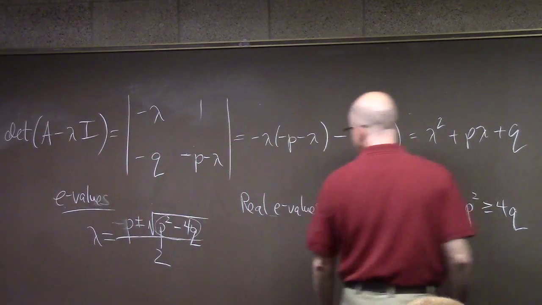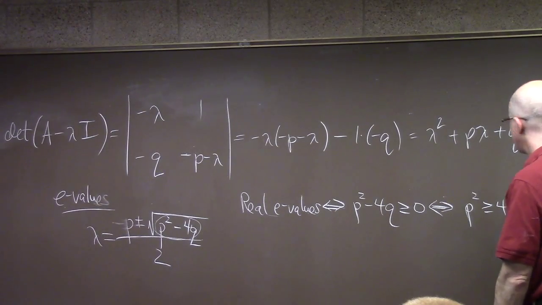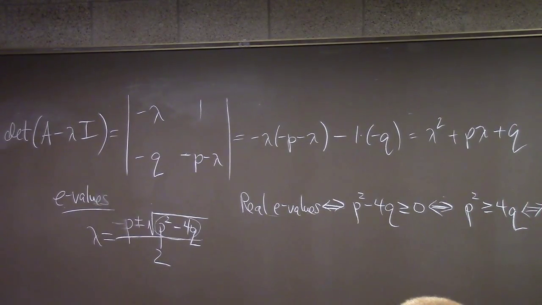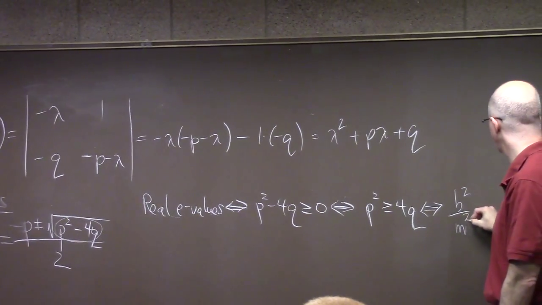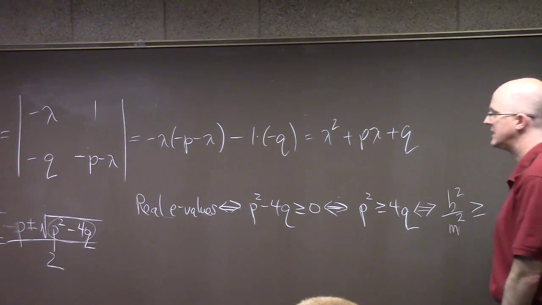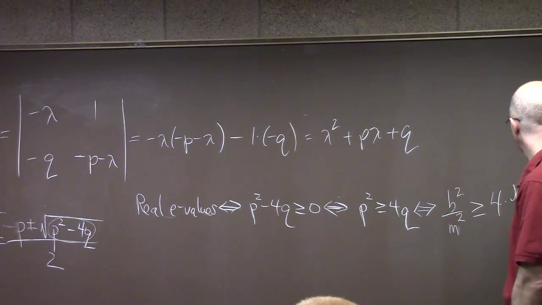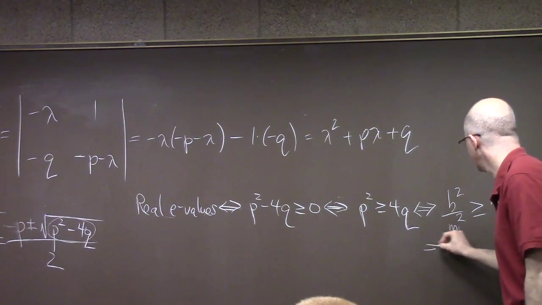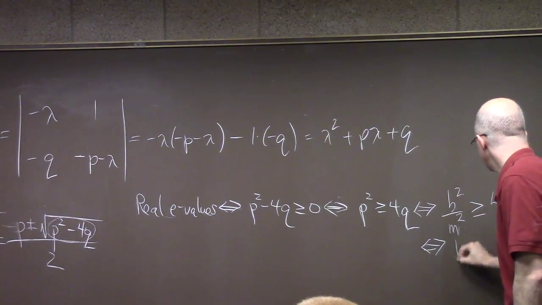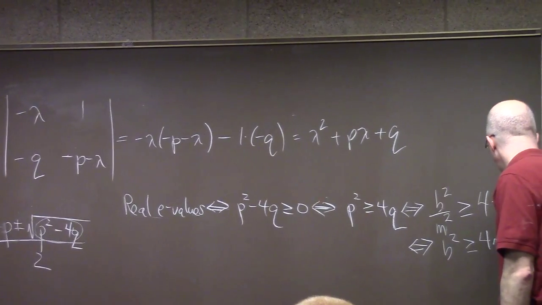By the way, you can get it in terms of the three parameters, m, b, and k. P, again, is b over m. So p squared is b squared over m squared. Q is k over m. You can multiply both sides of that by m squared. That's equivalent to b squared being greater than or equal to 4mk.